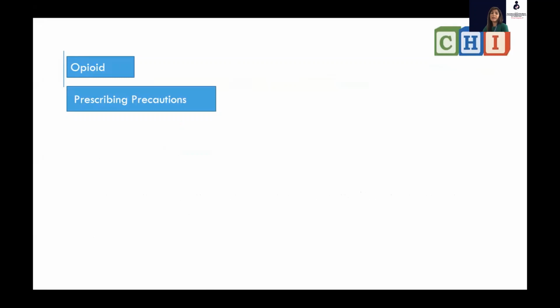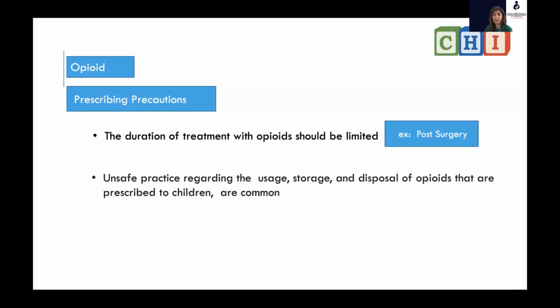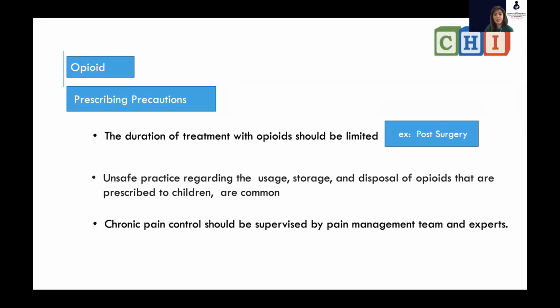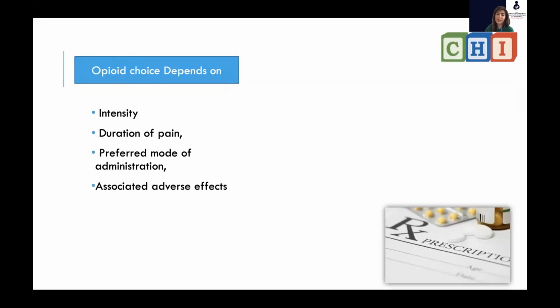The opioid. To prescribe an opioid, we have to take precautions, such as the duration of treatment, usually post-surgery. Unsafe practices regarding the usage, storage, and disposal of opioids prescribed to children are common. Chronic pain control should always be supervised by the pain management team and experts. Opioid choices depend on intensity, duration of pain, preferred mode of administration, associated adverse effects, and prior experience.